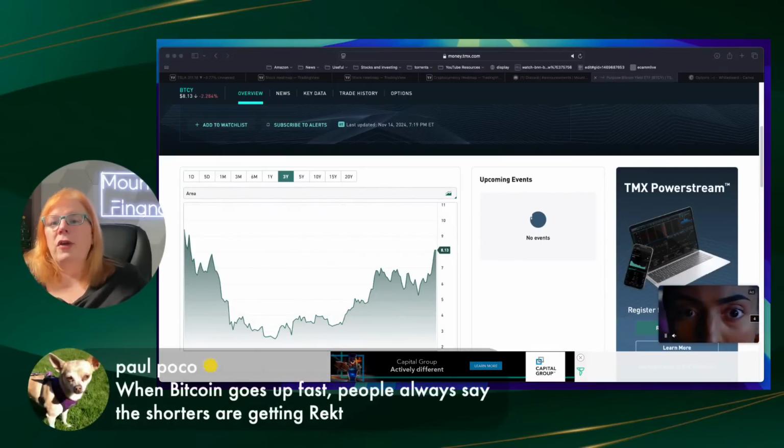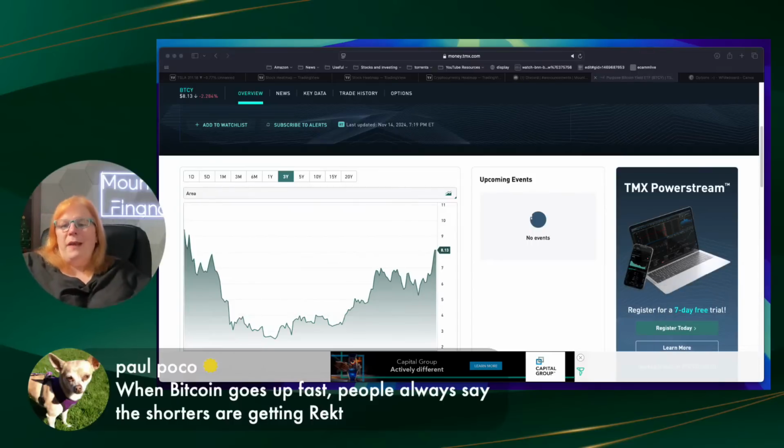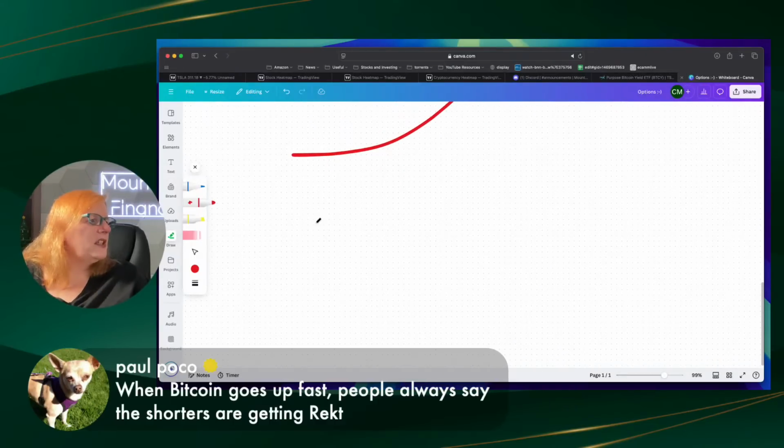Paul says when Bitcoin goes up fast, people always say the shorters are getting wrecked. Oh, they are, absolutely. Because you're hitting strike prices, and all of a sudden these people who are shorters are being forced. Basically, here, let's go back. All right, so somebody who's shorting Bitcoin. Let's just say, for example, right now Bitcoin is sitting at 80K. I'm just going to go with the K.